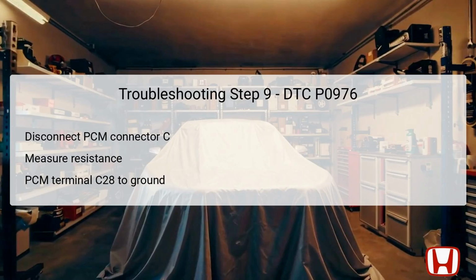Using a multimeter, you will measure the electrical resistance between terminal C28 of the PCM and body ground. This is important to ascertain whether the resistance is within acceptable limits, specifically less than 12 ohms. A resistance reading higher than this threshold may indicate a fault in the wiring or a poor connection that could be contributing to the DTC P0976. Understanding these readings is vital for determining the health of the electrical circuit, influencing the effectiveness of the troubleshooting process.